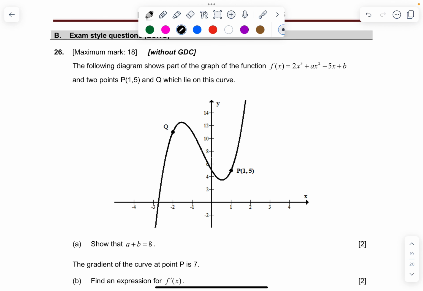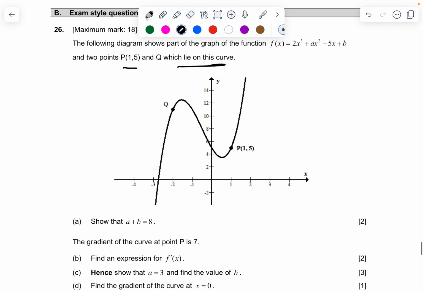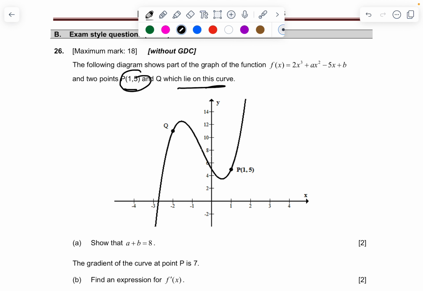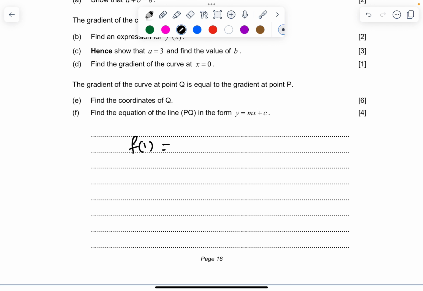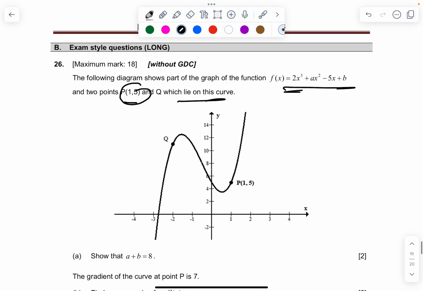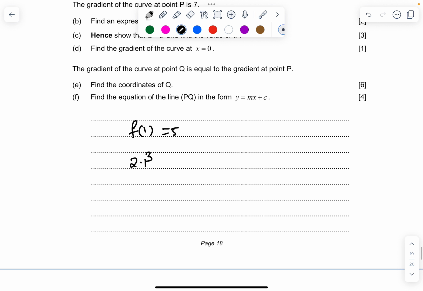Question number 26. The following diagram shows part of the graph of the function, with points 1, 5 and Q which lie on the curve. Show that a plus b equals 8. The point 1, 5 lies on this curve. So f of 1 should be equal to 5. So 2 times 1 cubed plus a times 1 squared minus 5 times 1 plus b equals 5, which gives me a plus b equals 8.